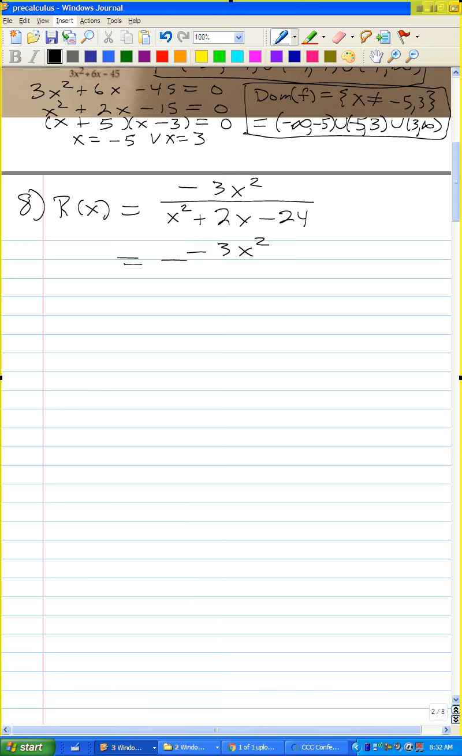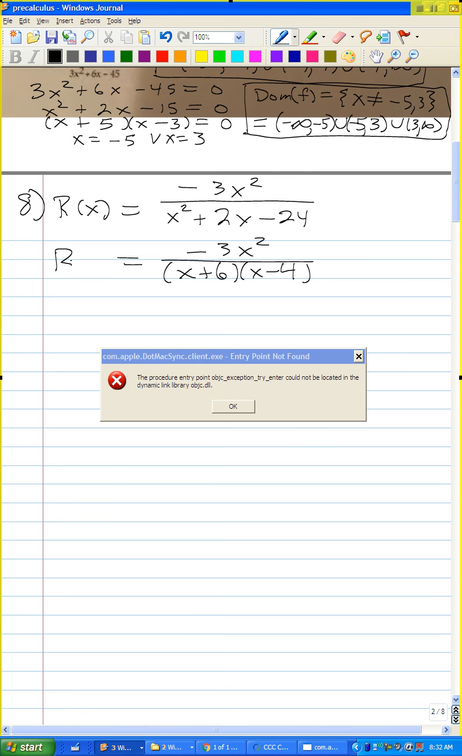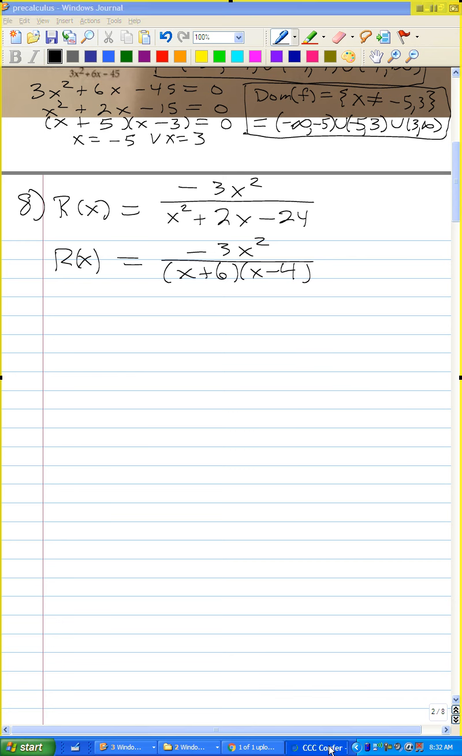So let me factor the denominator. So it's x, bring down the plus, times minus is minus. I want two whole numbers whose product is 24 and whose difference is 2: 6 and 4. Okay, and I can't really factor anything else. Yep, it's 4 and 6, and negative 6, yeah. Okay, and so let's find the vertical asymptotes.